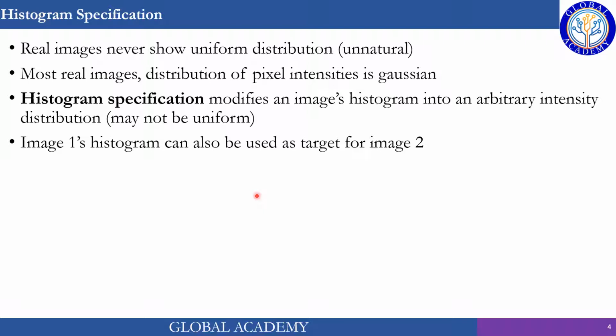Okay, let's start our new topic, histogram specification. High contrast does not mean that all images must portray a uniform histogram. Mostly the histogram is more like a Gaussian distribution, which is a bell-shaped curve. Even this is not a hard and fast rule. What is histogram specification? We can transform the histogram of an image to some arbitrary histogram of our own choice, or based on some idea or estimation.